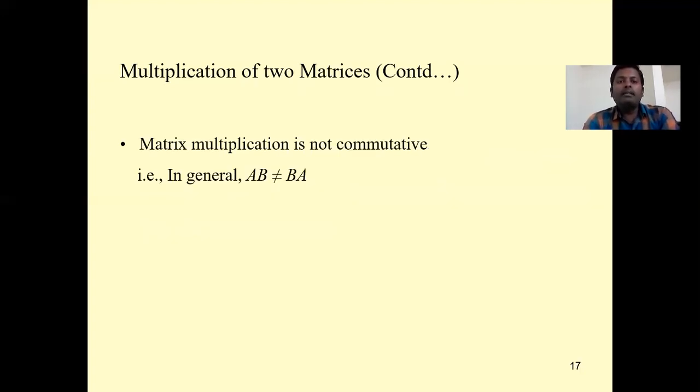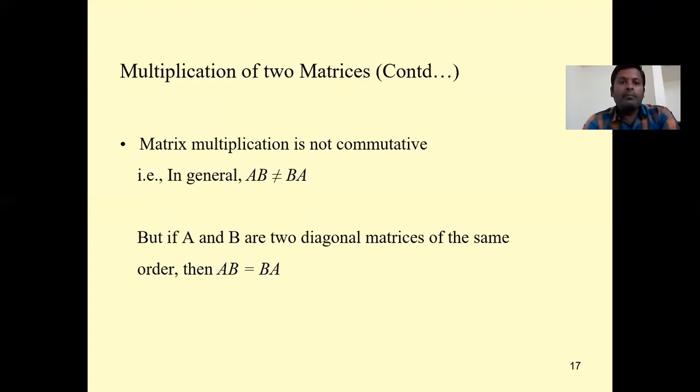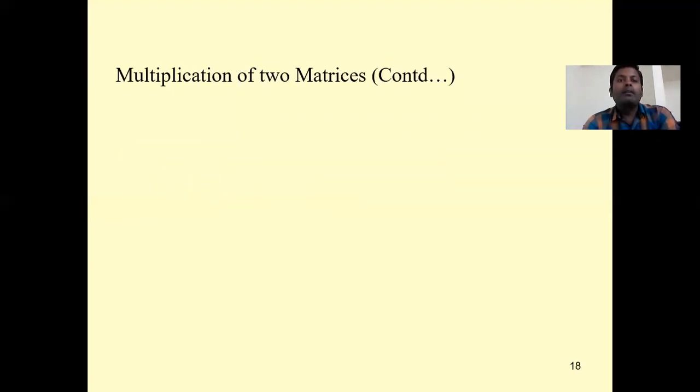Matrix multiplication is not commutative. That is, in general, AB is not equal to BA. But matrix addition is commutative, while matrix multiplication is not. But if A and B are two diagonal matrices of the same order, one condition is there: then AB is equal to BA.